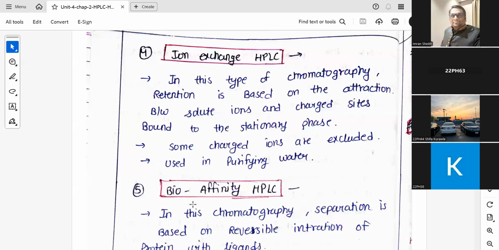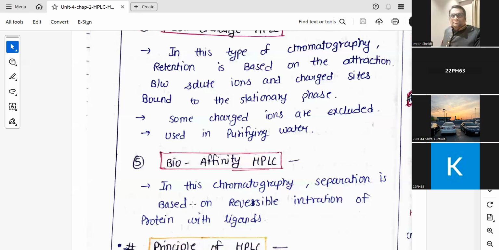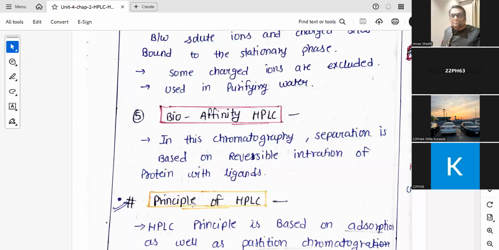Ion exchange HPLC. This is also a type of chromatography, and retention is based upon what? Attraction between solute ions and the charged sites bound to the stationary phase. We are talking about ion exchange HPLC. The retention is based upon the attraction between solute ions and the charged sites bound to the stationary phase. Some of the charged ions are excluded. It is used in purifying water.